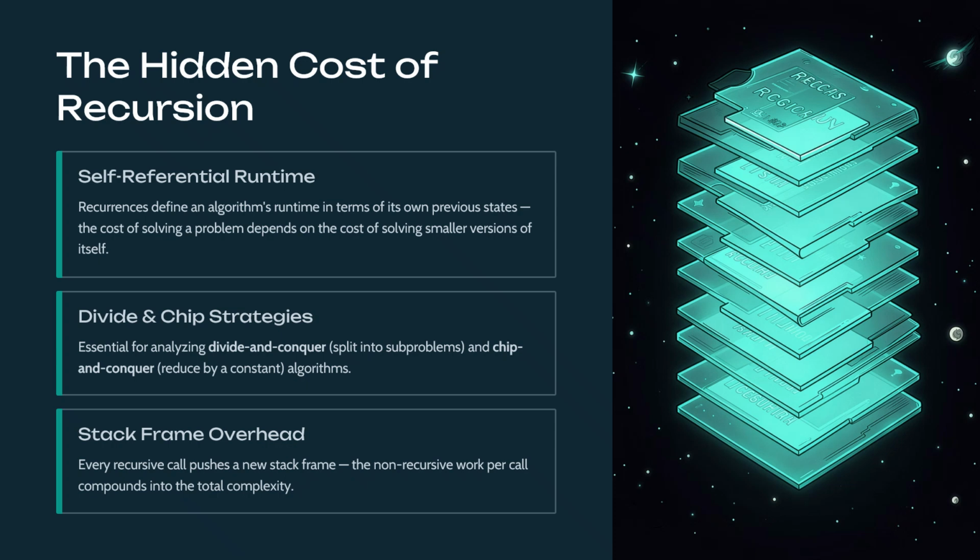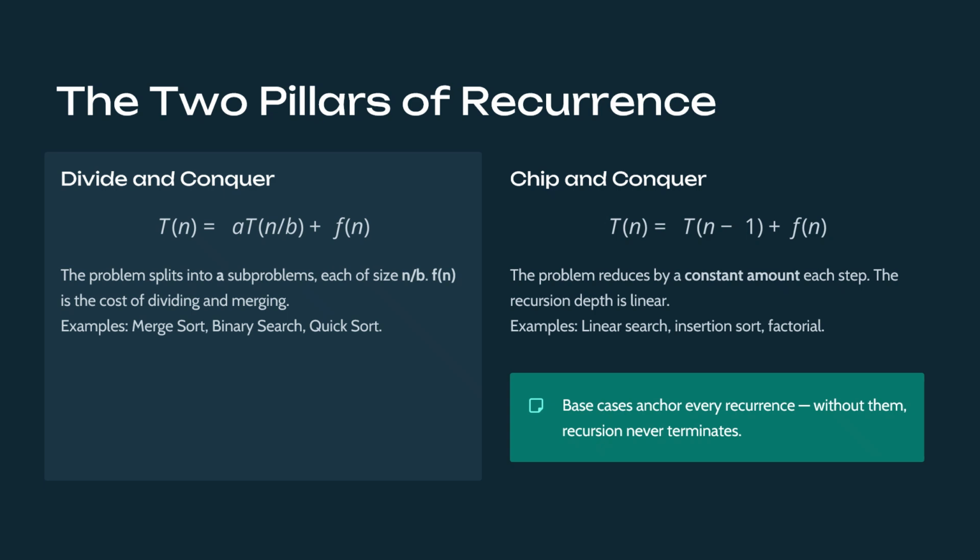Finally, consider stack frame overhead. Every recursive function call creates a new stack frame in memory. This stack frame stores function parameters, local variables, and return addresses. Although each frame may require only a small amount of memory, thousands of recursive calls can significantly increase memory usage. Therefore, when analyzing recursive algorithms, we must consider not only the mathematical recurrence but also the overhead introduced by recursion itself. Title: The Two Pillars of Recurrence.